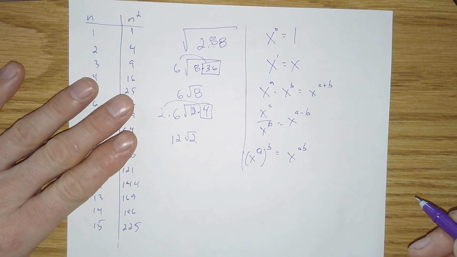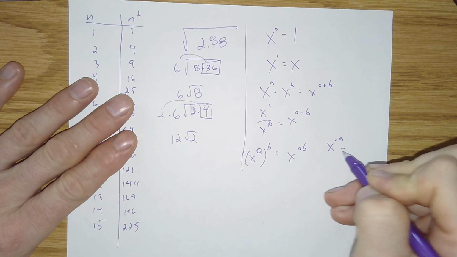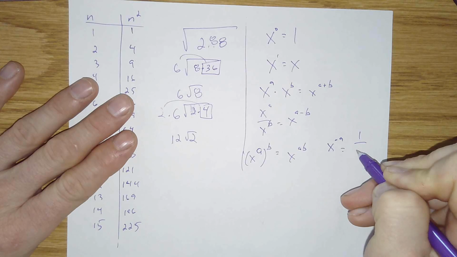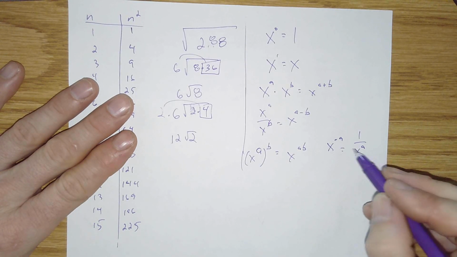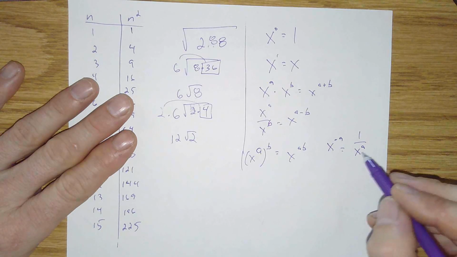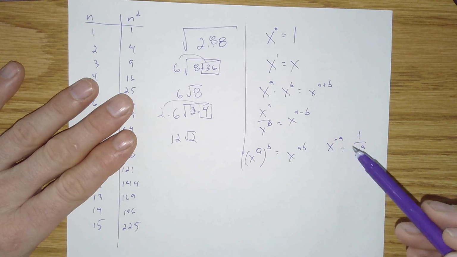And then I can start with the goofier ones, where if I have x to the negative a, it equals 1 over x to the a. And if a is 1, it's pretty easy. And these go both ways. So that pretty much sums up these ones.